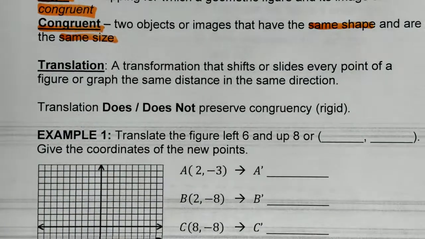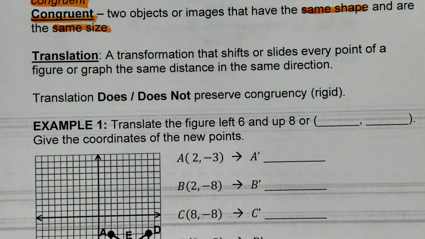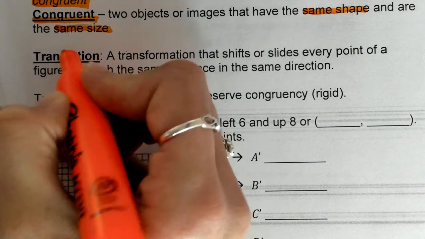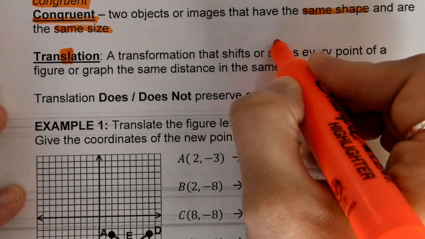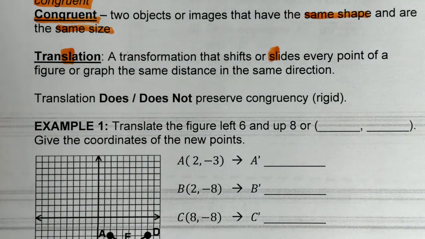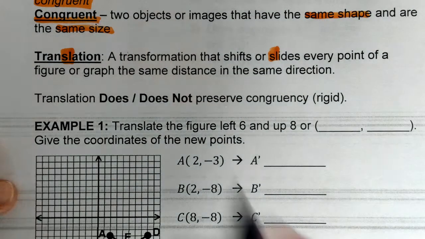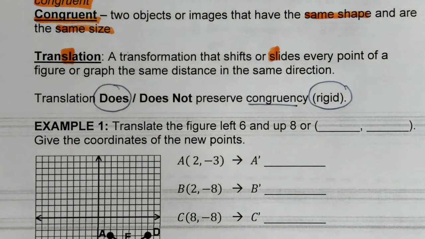Talking about translation. The big thing with translation is we are sliding, we're shifting. Every single point of this figure is going to go the same direction, the same distance. The way I always remind students is you've got the SL in translation and you have the SL in slide. Translation, slide. Everything moves the same direction, the same amount. Translation does preserve that congruency. There's your rigid. So translation is a rigid motion.